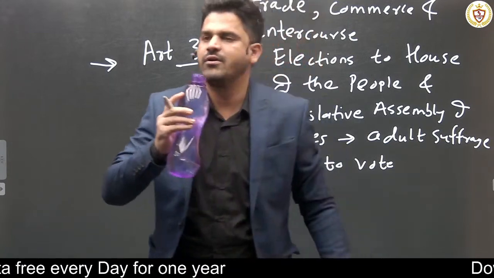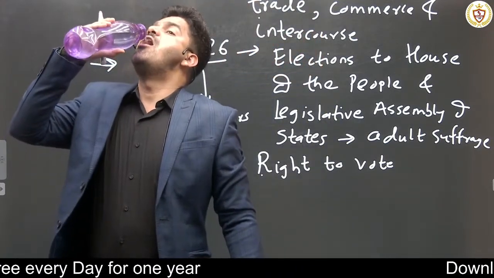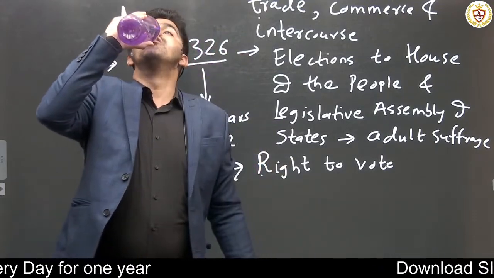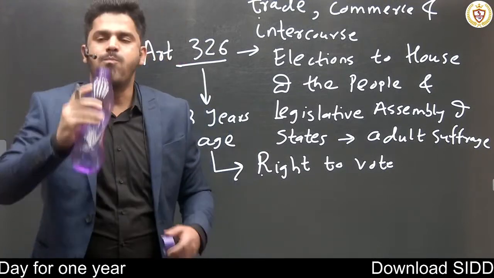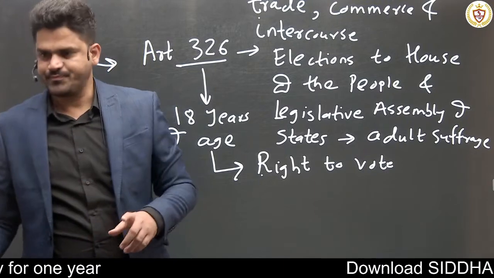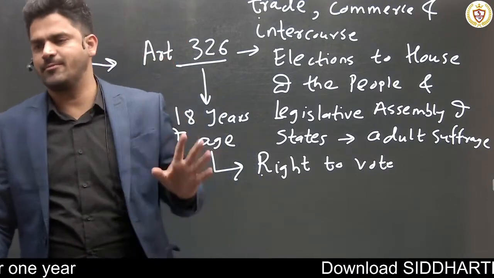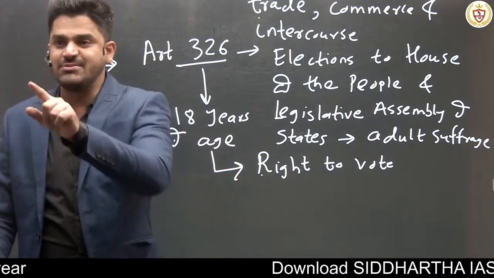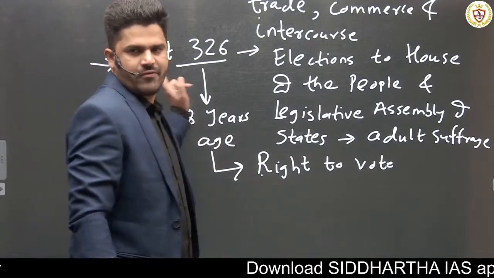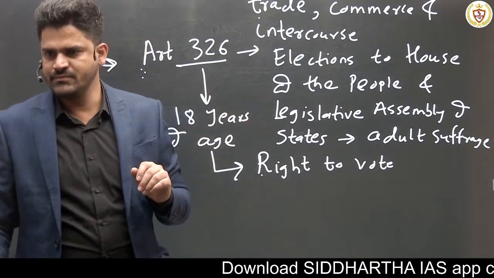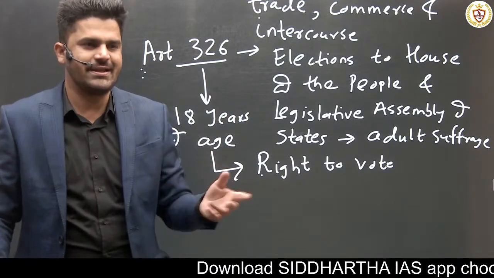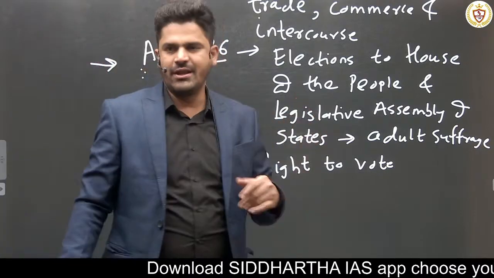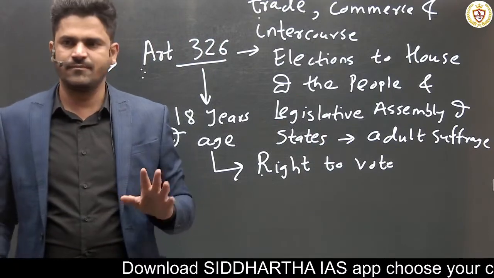Yes, Shadruddin, you are right, Article 265. Right to vote is a constitutional right. It is not a fundamental right, but it is a constitutional right because it is mentioned under Article 326 of the Indian Constitution. All the citizens who are not less than 18 years of age shall enjoy right to vote in elections to the House of the People and Legislative Assemblies.